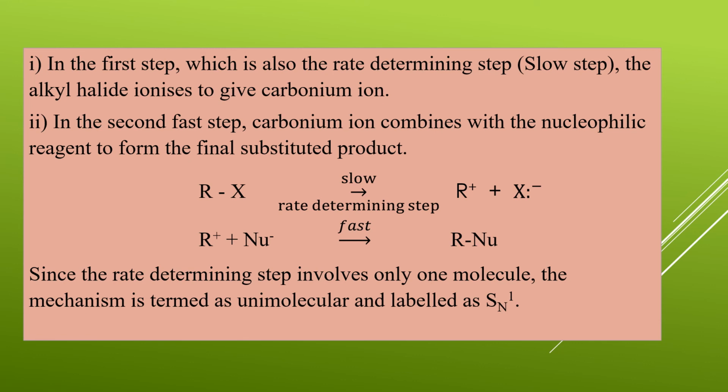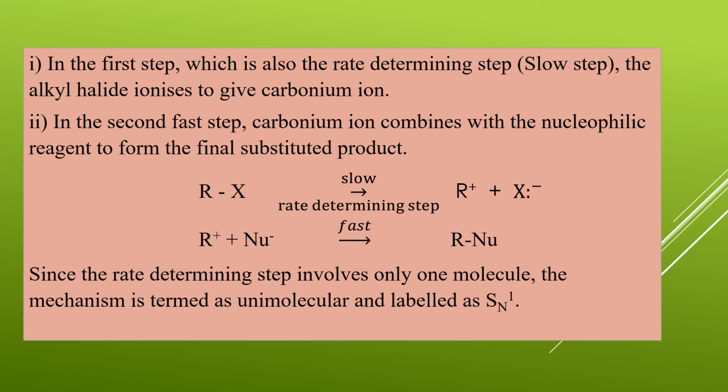So these 2 steps in the form of reaction, students, once again for you. RX, the slow step, ionizes to give R+ plus X-. R+ is carbonium ion, X- is halide ion. Next, this R+ combines with the nucleophile Nu- in the second fast step to form RNu, which is the final product.